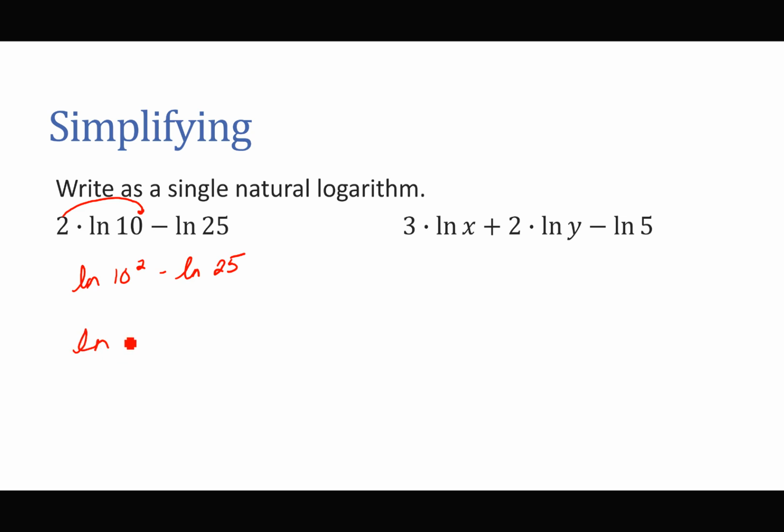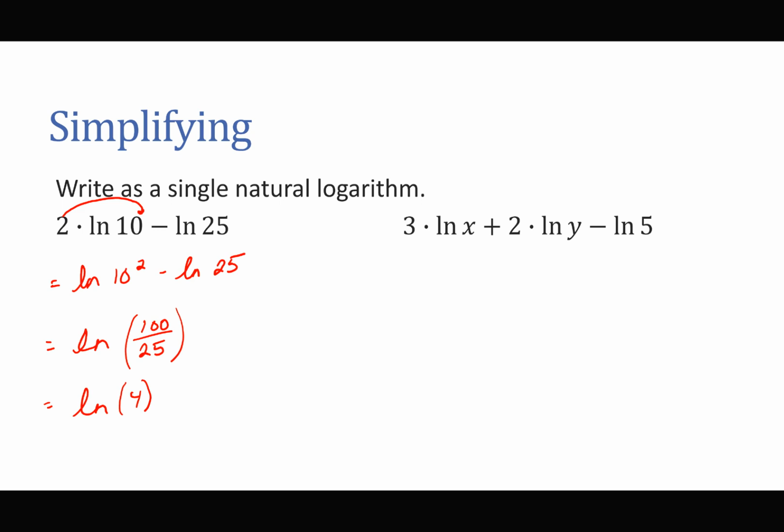Subtraction allows me to rewrite this with one single natural log on the outside of 10 squared, and 10 squared I'm just going to write out as 100 rather than with the exponent. So 10 squared is 100. So this is natural log of 100 divided by 25. 100 divided by 25, I could do that. That's just 4. That's as far as I'm going to go.